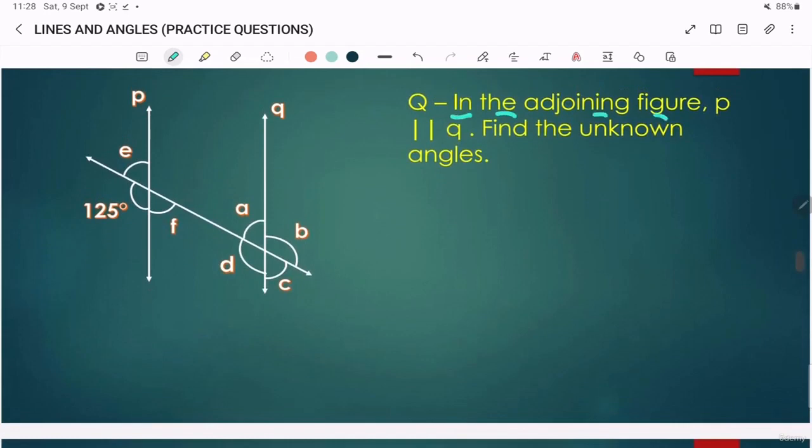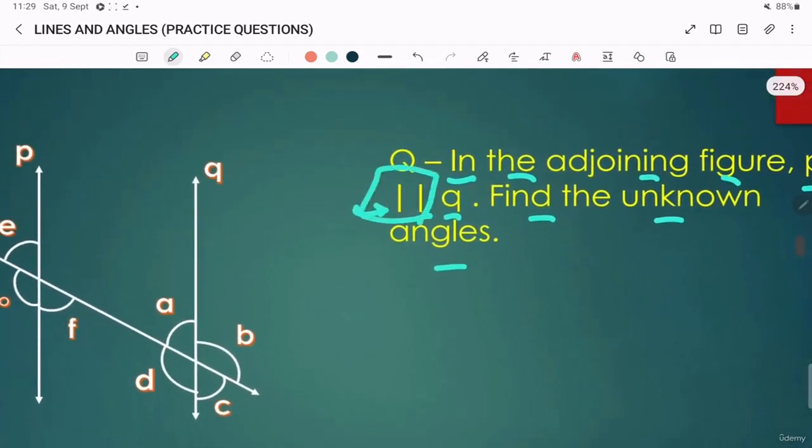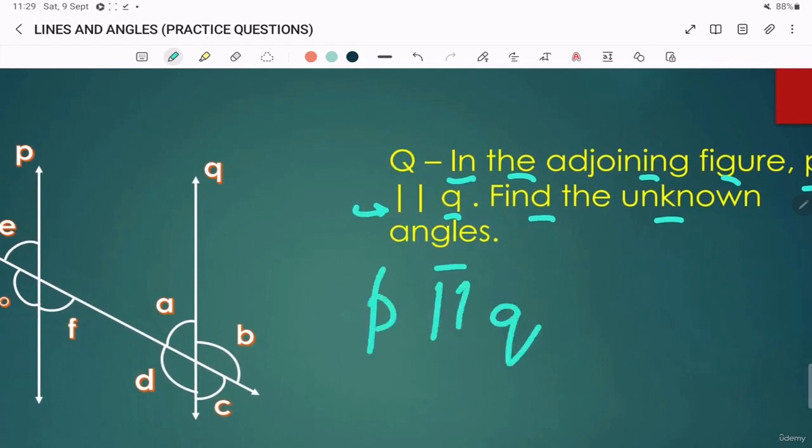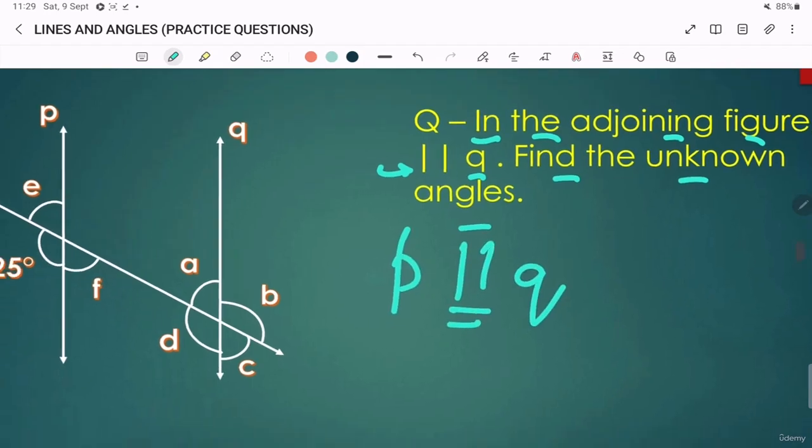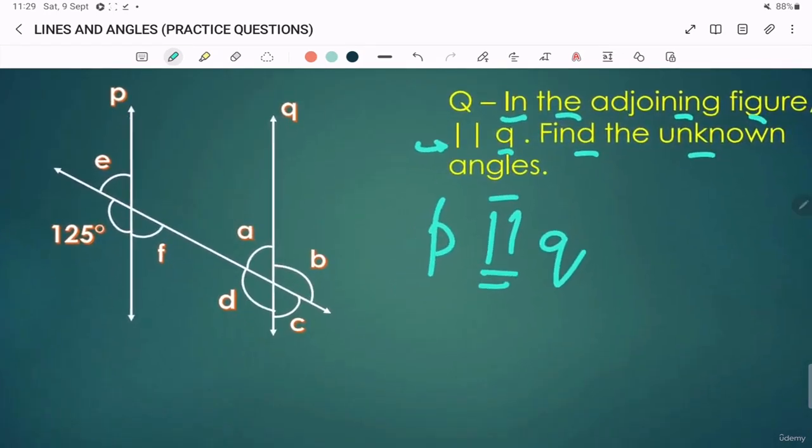Next question is, in the adjoining figure, P is parallel to Q, find the unknown angles. So this is a symbol for two parallel lines. P is parallel to Q. This is a symbol for parallel lines. In this figure, we have two lines, line P and line Q. They both are parallel. And this is transversal. And we are given some angles. One angle is 125 degrees, and other angles are angle A, B, C, D, E, and F. We need to find out what are the measures of these angles.